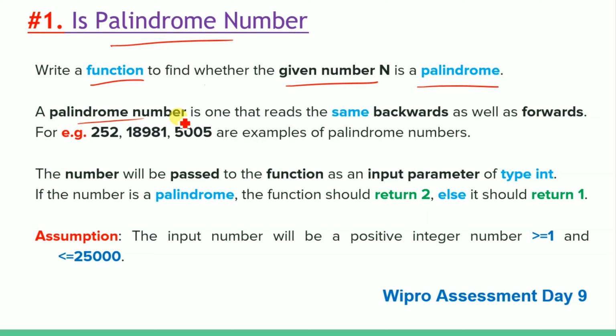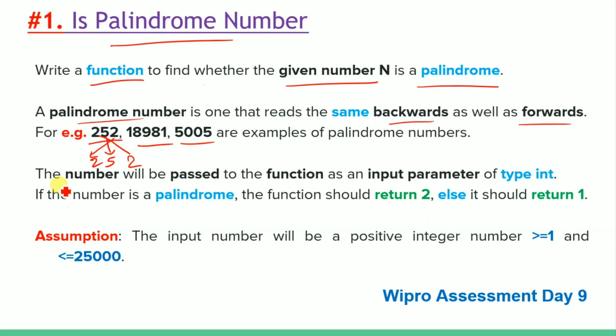A palindrome number is one that reads the same backwards as well as forwards. For example, 252. Here we can see that from backward it is 252 and from forward it is 2, 5 and 2. So these are the examples of palindrome numbers.